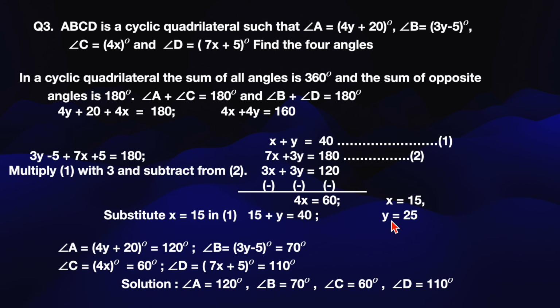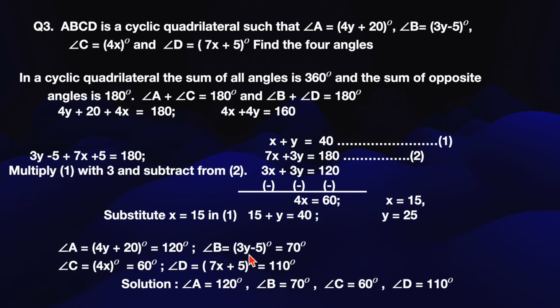Now comes the important part. Don't finish the sum here itself. Again you have to find the value of A. So A is 4y plus 20 degree. So put the value of y as 25. Solve it, you get 120. So the answer is angle A is 120.